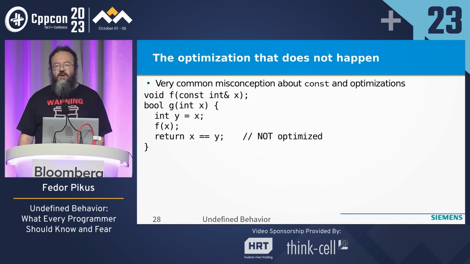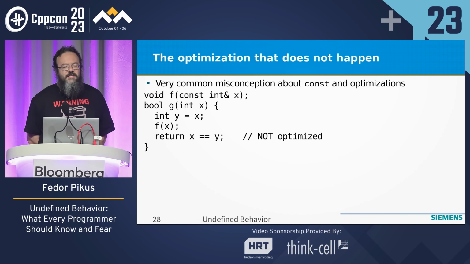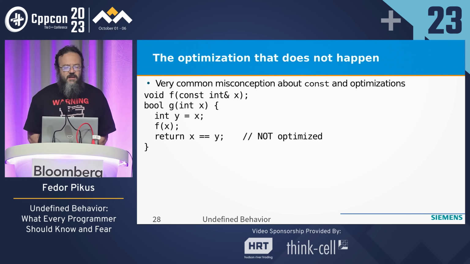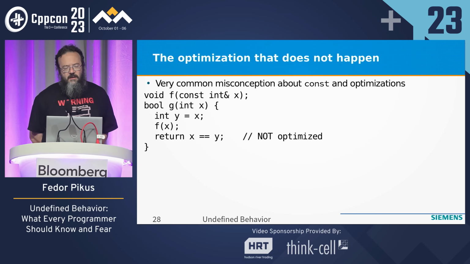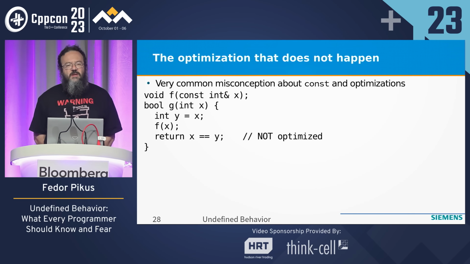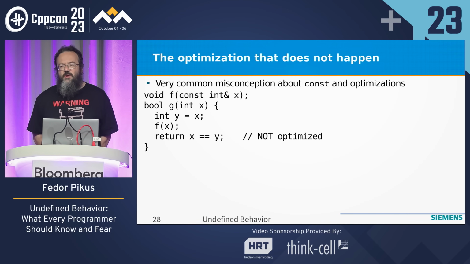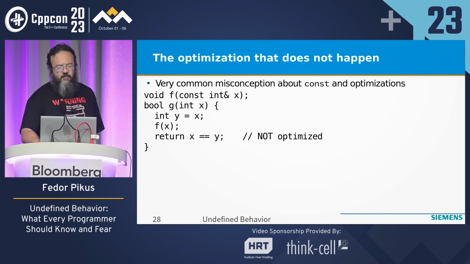Another very common misconception is about consts and optimization. I'll show it because it's commonly assumed that in this case, my function G takes an integer by value, makes a copy of it, and then calls f, which takes x by const ref. And then it returns the result of comparison of x and y. There is a very common assumption that this should be optimized because it must return true. And no correct compiler will ever do that. If it does, it's a broken compiler.